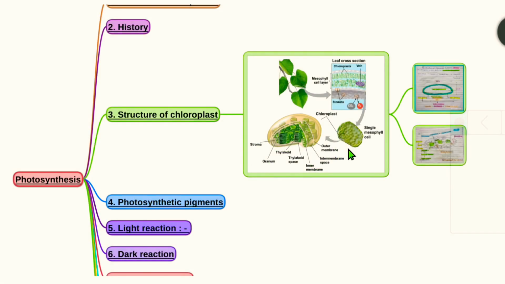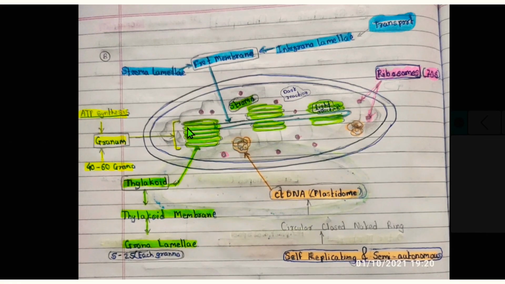Next, the internal part of the chloroplast. These are the thylakoids. The thylakoid membrane forms grana lamellae, 5 to 25 grana lamellae in each granum, and a chloroplast has 40 to 60 grana. It is involved in the process of ATP synthesis, and this is the stroma inside.